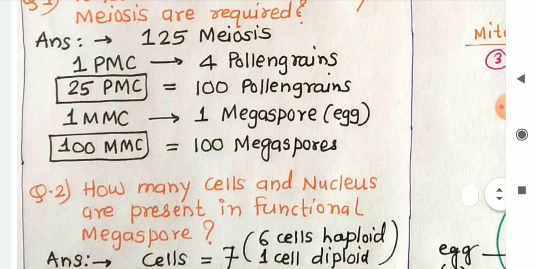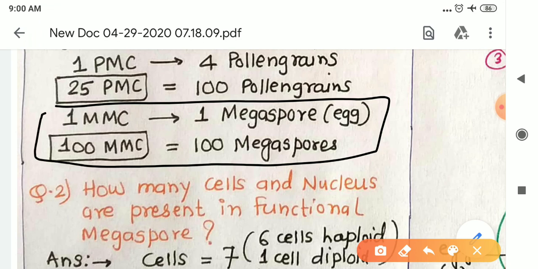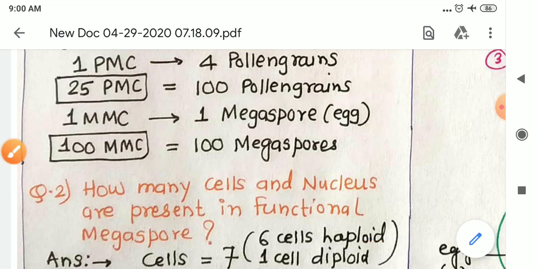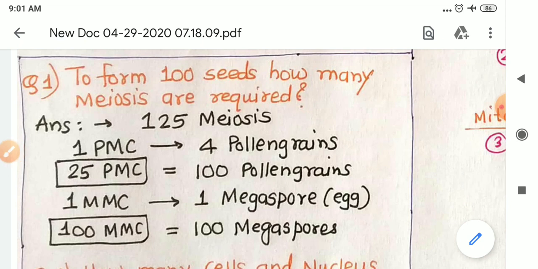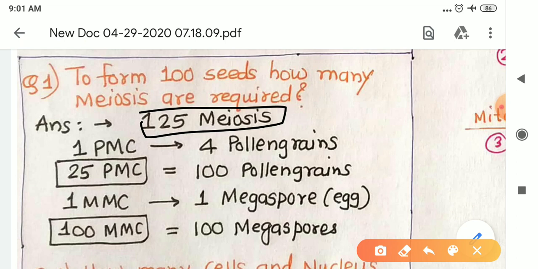If you go to the megaspore mother cell, you will get to know that one megaspore mother cell will give you only one functional megaspore because the 3 degenerate. So that's why you need 100 megaspore mother cells to form 100 megaspores. So 25 pollen mother cells will divide by meiosis. Total meiosis required is 25 to form 100 pollen grains, and 100 megaspore mother cells will again divide by meiosis. Total meiosis required is 100 to form 100 megaspores, and that's why in total, 100 plus 25, we will require 125 meiosis to form the seeds.